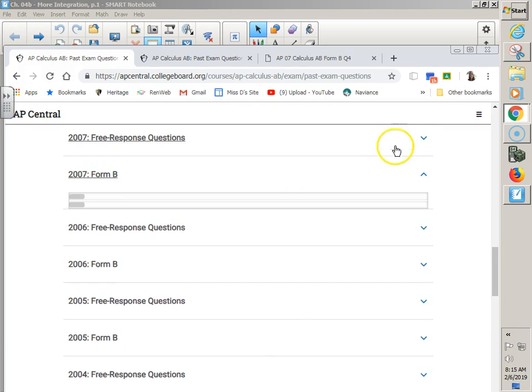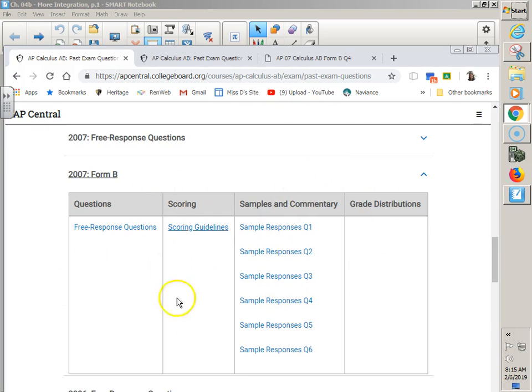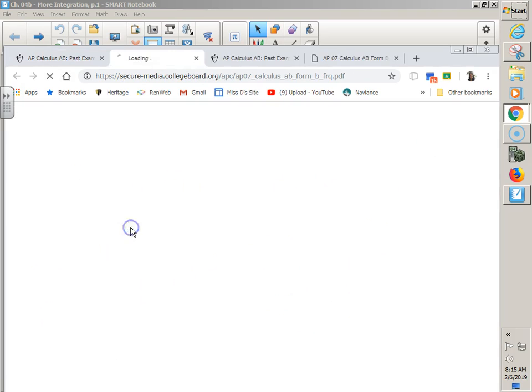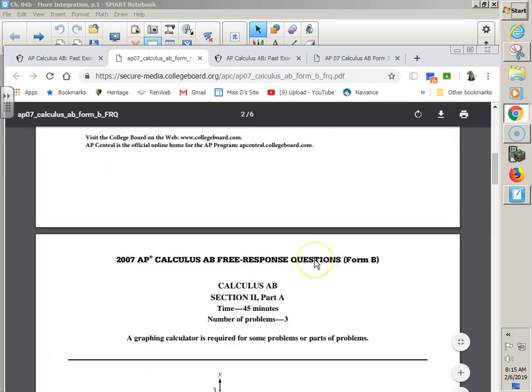Okay, let me go to the one that we're doing, which is 2007 Form B. There he is. Now, we see all sorts of different links. These are just the questions, like question 1, question 2, question 3.